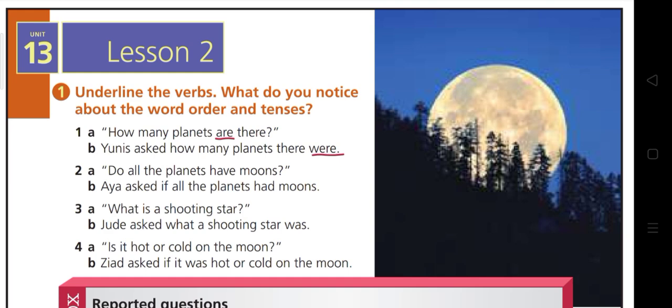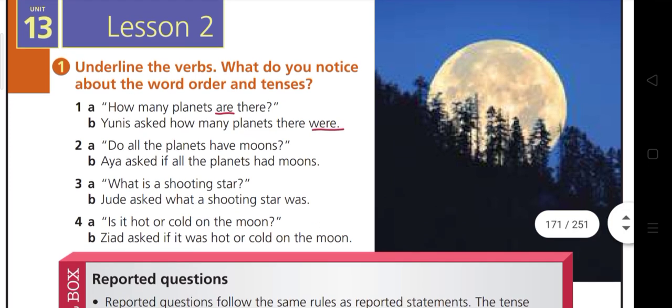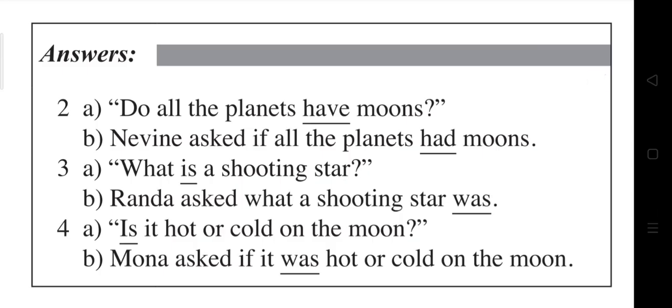In this grammar lesson, we're going to be continuing talking about reported speech. In question 1, underline the verbs. What do you notice about the word order and tenses? I want you to read these questions and underline the verbs. Pause to underline the verbs. Then whenever you're ready, you can check your answers. And here are the answers.